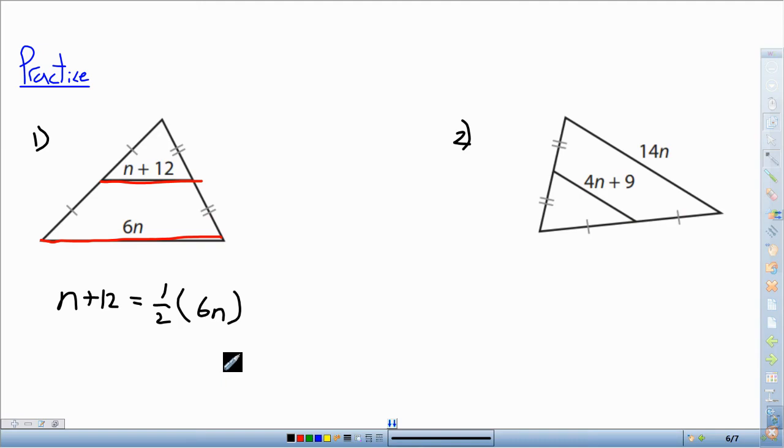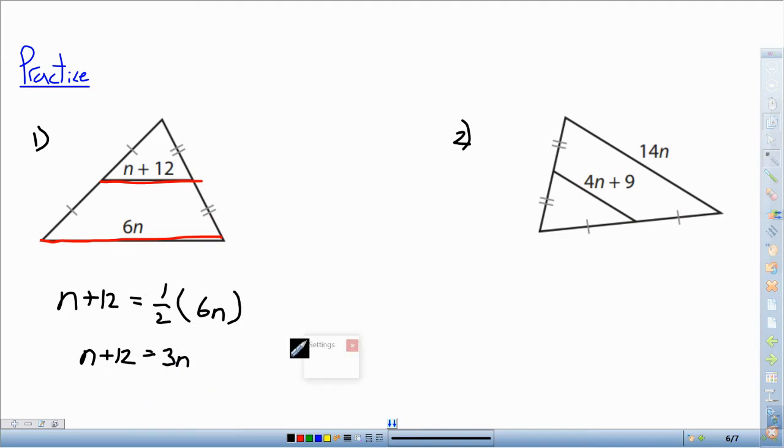Okay, cool. So I'm taking a look at this. Here's what I'm thinking. If I multiply 1/2 times 6n, I get a nice clean number. I get rid of the fraction, so I'm not going to multiply by the reciprocal here. I could, and I would still get the same answer, but I'm going to take 1/2 of 6n because I know it's easy to do. So I have n plus 12 on the left. Half of 6n is 3n.